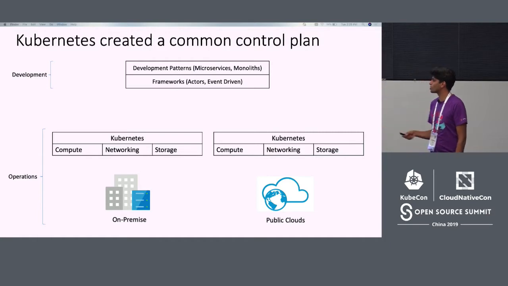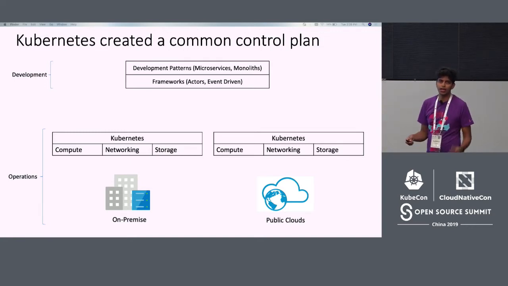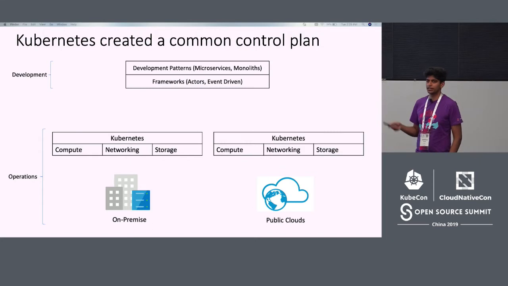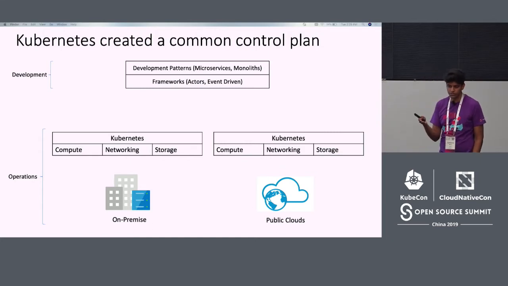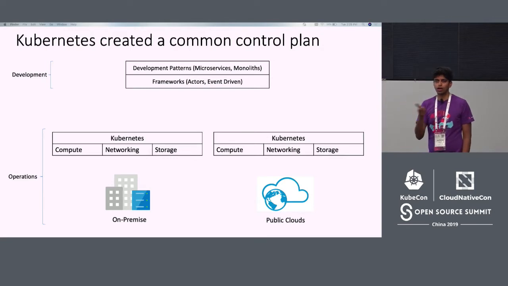And then Kubernetes came by in the cloud native landscape, and it created a common control plane across these different infrastructures. So it created a common API surface between on-premise and the public cloud, whereby operators can now build tool chains such as CI/CD pipelines or Prometheus for monitoring that can work across both of these planes. And at the end of the day, your development team is empowered to just do what they do, which is picking the development patterns for their code and then the frameworks.